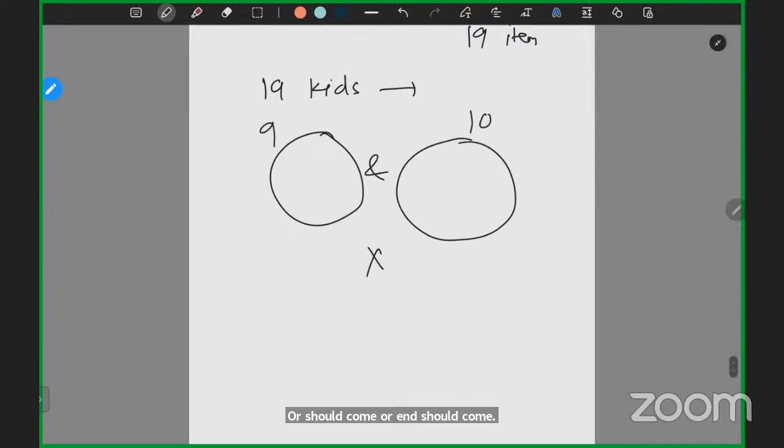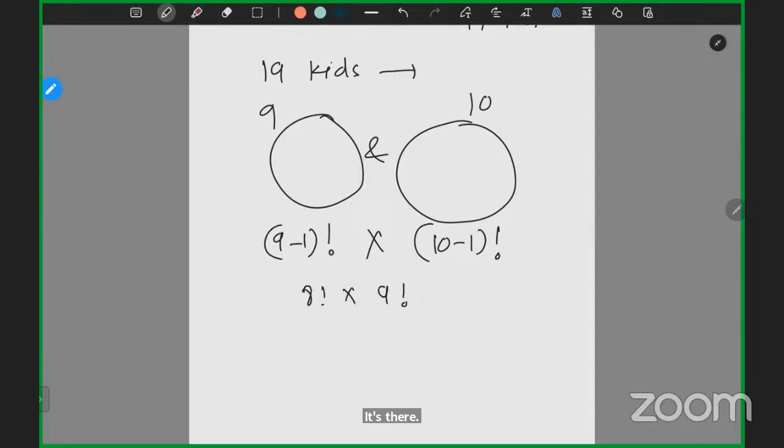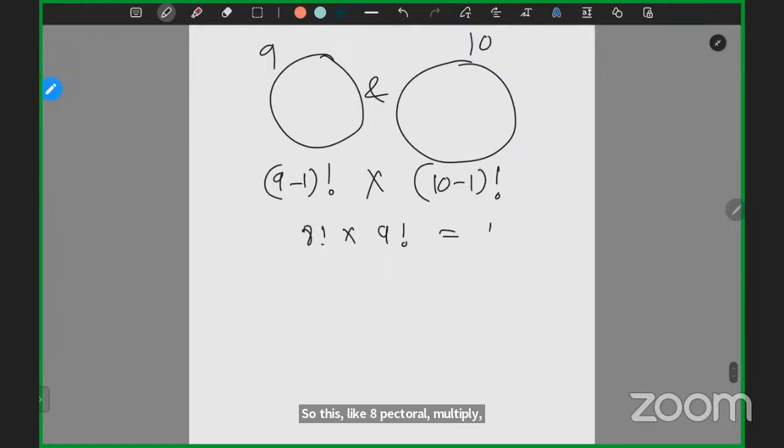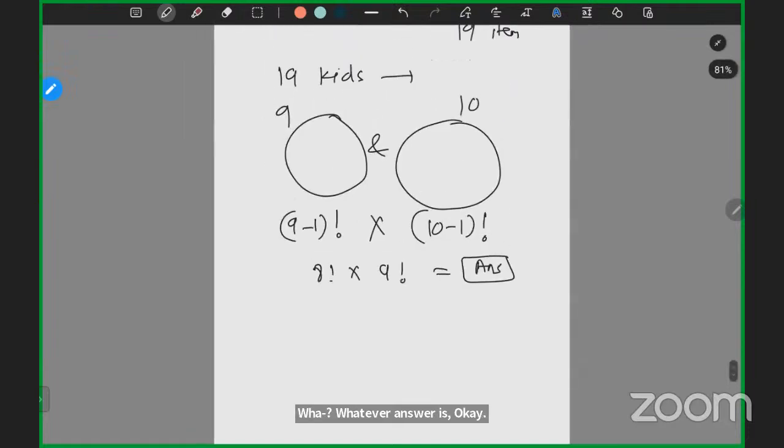Now how many ways to arrange nine kids is 9 minus 1 factorial, right? Yes, sir, 8. And this is 10 minus 1 factorial. So this is 8 factorial multiplied by 9 factorial. You can maybe calculate it, but whatever answer is okay. I'm not doing that, it will become a little bit difficult with numbers.